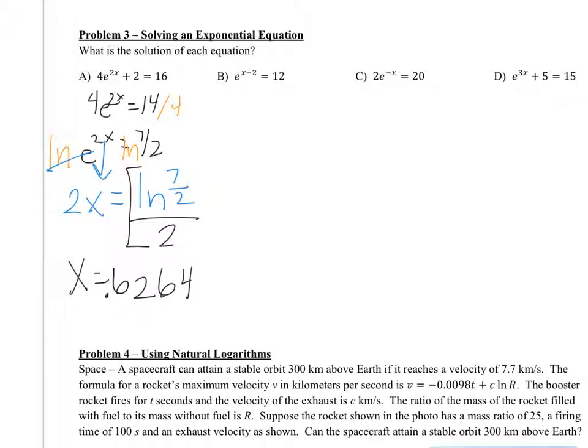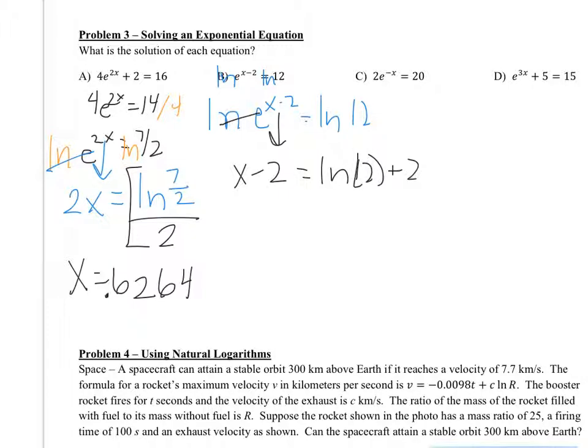Next one, my e's already by itself, so I'm going to do my natural log on one side, my natural log on the other side. So if I were to write it out, it looks like this. Natural log 12. And these two cancel, leaving you with just the x minus 2 is equal to the natural log of 12. And then you add 2.